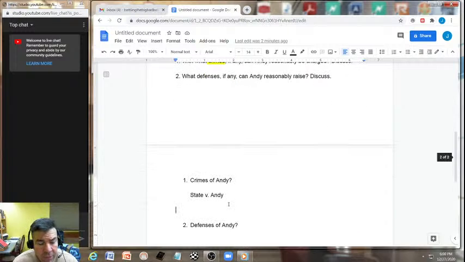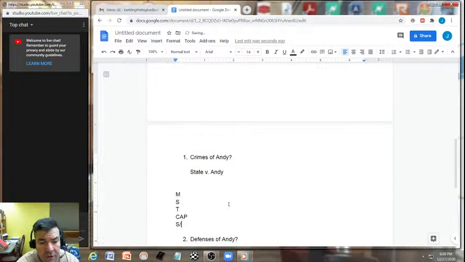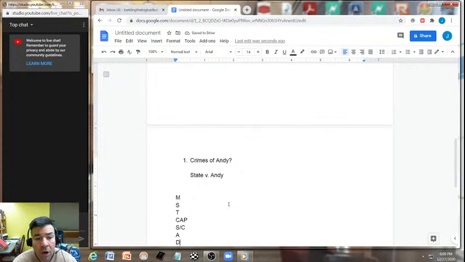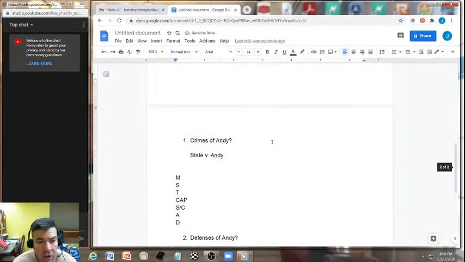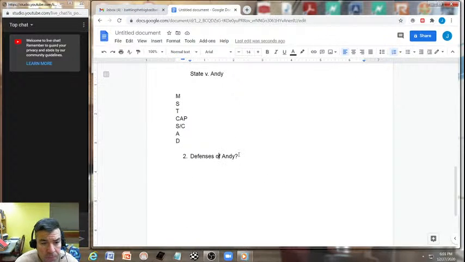Now, in beginning our second read, which would be our issues body, we need to put down our shopping list. So we have murder, structure, theft, crimes against the person, solicitation, conspiracy, attempt, and defenses. So now let's begin our issue spotting read. One night, Andy went into a local bar in town. He had a large number of drinks and became intoxicated. Well, the word intoxicated definitely indicates the voluntary intoxication defense. We could probably put that down right now under the defenses of Andy.